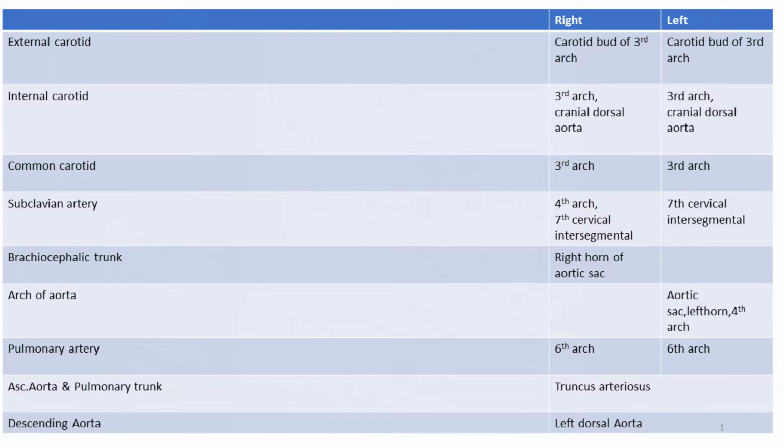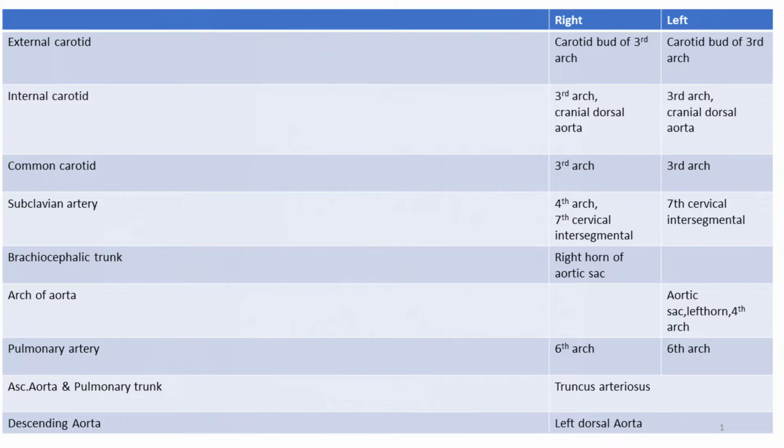So the external carotid artery on the right side is from the carotid bud of the third arch. On the left side, it is again from the carotid bud of the third arch. The internal carotid artery has the same origin on the right and left side. It is from the third arch and the cranial elongation of the dorsal aorta.